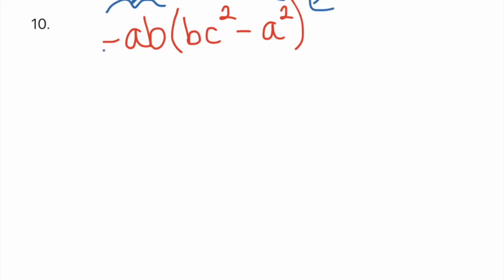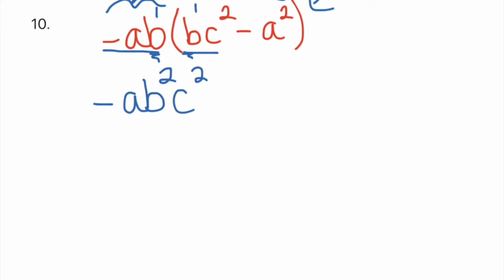So first off, we have negative AB times BC squared. So I know it's going to be negative. Then I have A, and then I have two B's. So when I multiply those together, I add their exponents, which, if you don't see anything, it's implied that there's a 1 in the exponents. That becomes b squared, and then c squared. And then I have minus, and then I have negative a times a squared. So that's going to give me negative a cubed b.